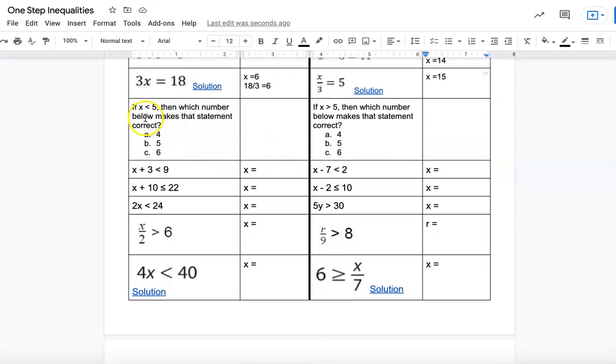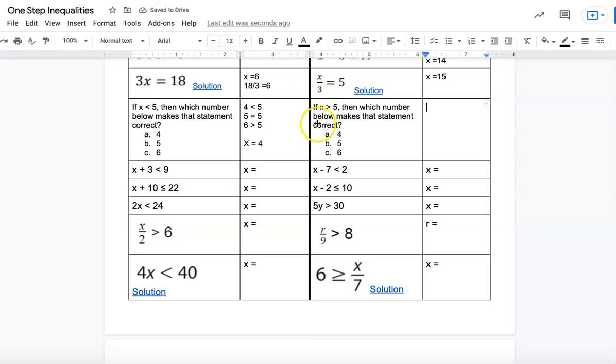So the first one, let's read the word problem. It says, if x is less than 5, remember it opens up to the bigger number, so that means it's less than 5. Then which number below makes the statement correct? Well, 4 is less than 5, right? So we know it's that one. 5 is equal to 5, so that wouldn't be correct. And 6 is greater than 5. So the answer is x equals 4.